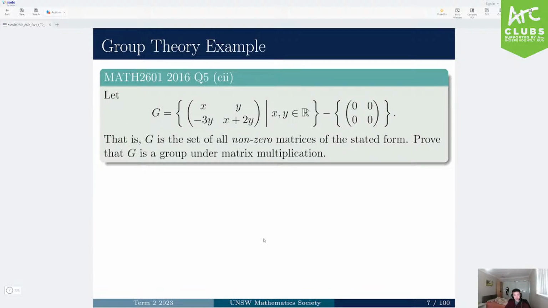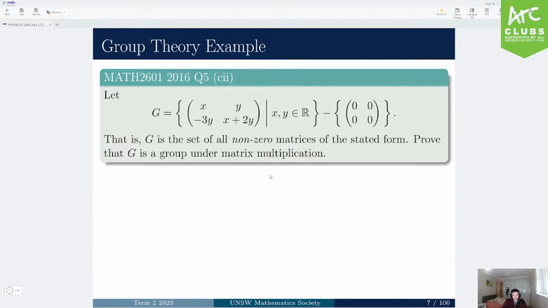So quick example here. So suppose we have a set G denoting the elements of 2 by 2 matrices in this form here, where you have x in the top left, y in the top right, minus 3y in bottom left, and x plus 2y in the bottom right. And we have to exclude the zero matrix. That would get obvious in a second. So G is a set of all non-zero matrices in this form here, and we want to prove that G is a group under matrix multiplication. In this case, we're saying the operation star just multiplies 2 matrices together inside that group.